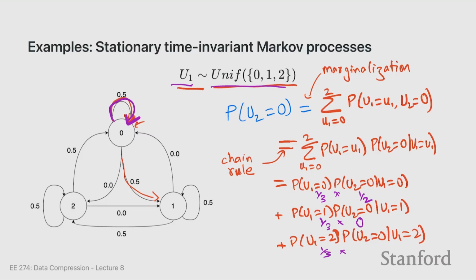Why? Because if you are at 1, so you are here, then the probability of going to 0 is 0, right? There is no way you go back to 0. And again, this guy is half. So after you compute all of this, you will get this thing is equal to 1 over 3.